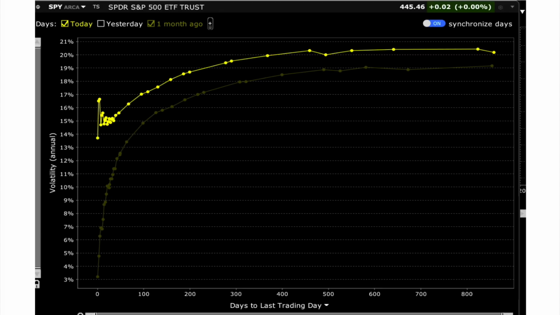Okay, so along the vertical here, we have the level of implied volatility. And across the bottom over here, we have time to the option expiration. And the lighter dots over here with the line connecting it, it's an interpolated line, is a month ago. And this is where we are today in the darker yellow line. So you can see that across all dates, implied volatility has increased over the last month.